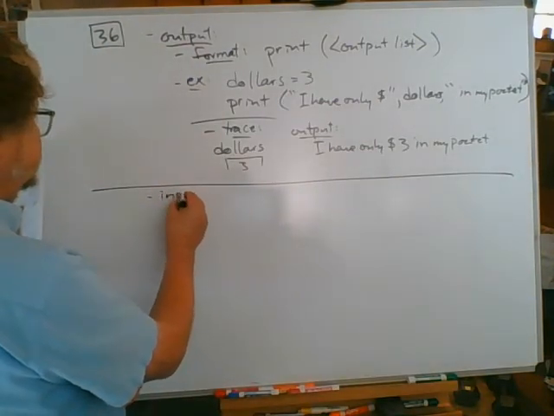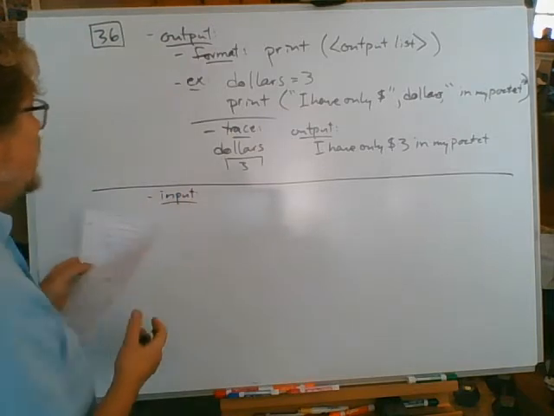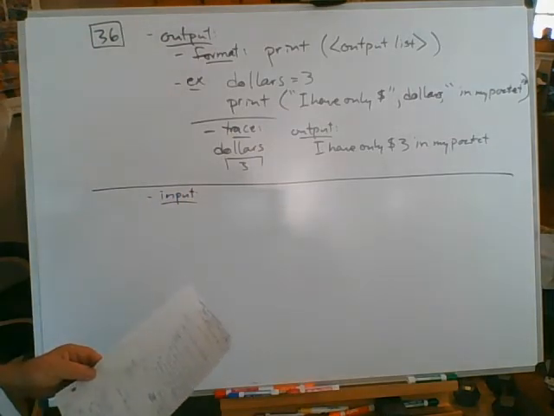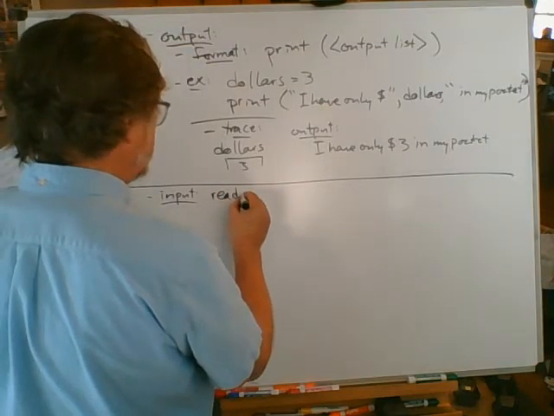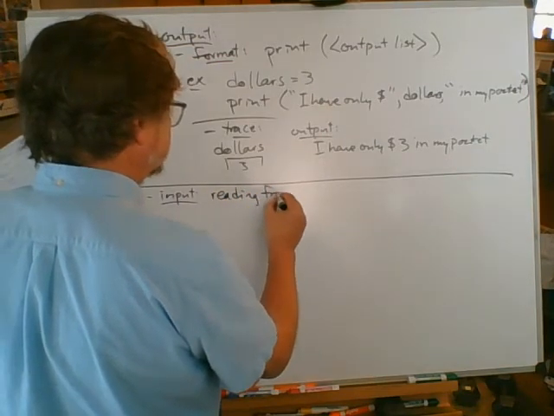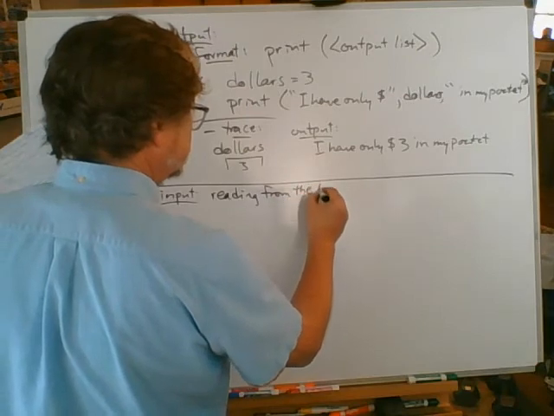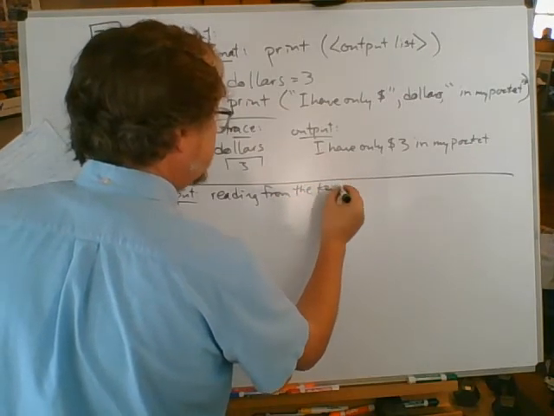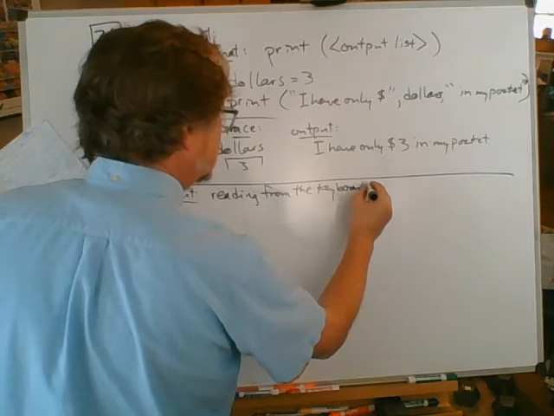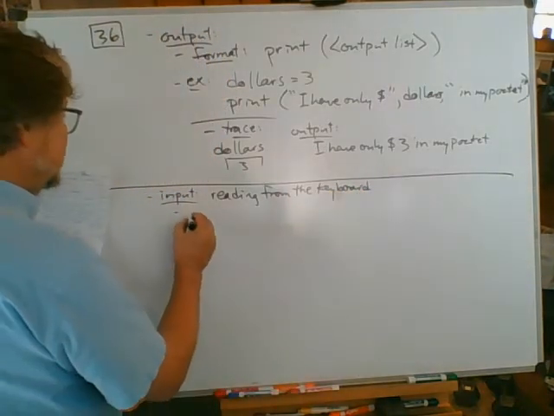Input. This is reading stuff from the keyboard. How am I going to read stuff in? I'll even write that down. We haven't looked at these before. Reading from the keyboard. Board has a B, not a P. Reading from the keyboard. The format.